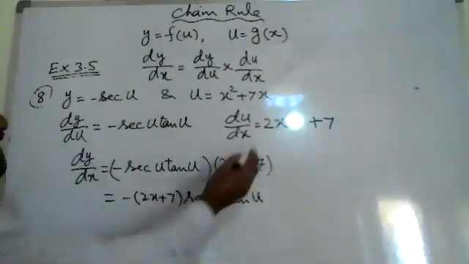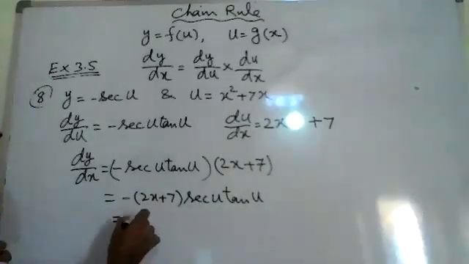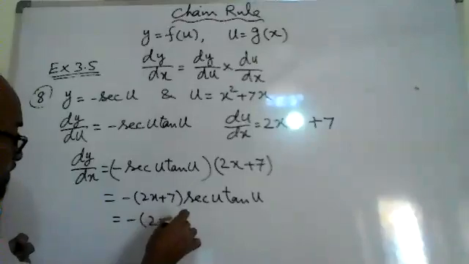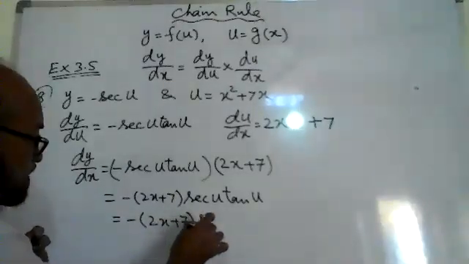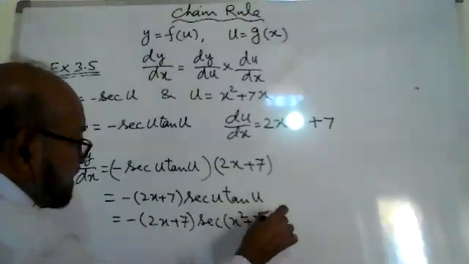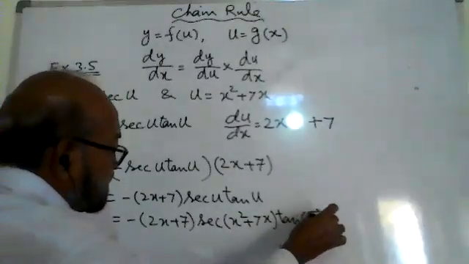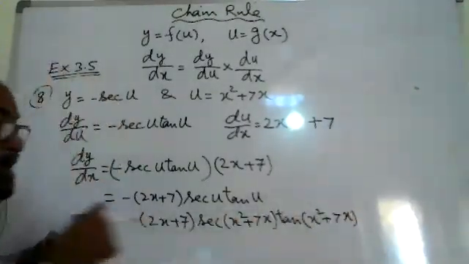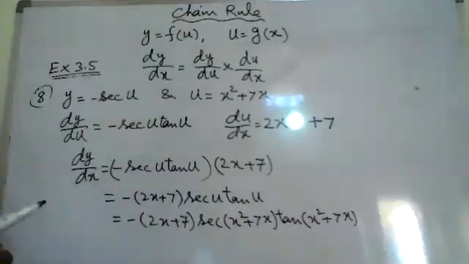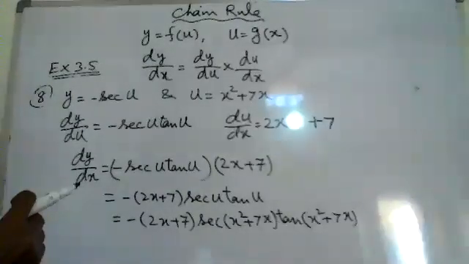U is replaced by x square plus 7x: minus 2x plus 7 into sec of x square plus 7x, tan of x square plus 7x. This is the final answer. Dy upon dx is equal to minus 2x plus 7 into sec of x square plus 7x, tan of x square plus 7x.